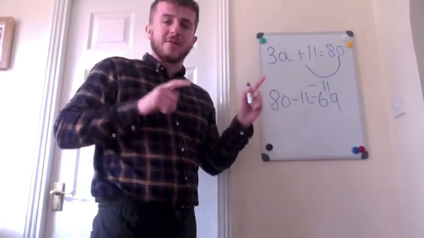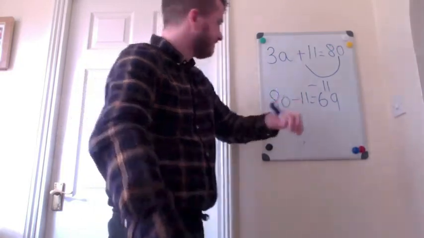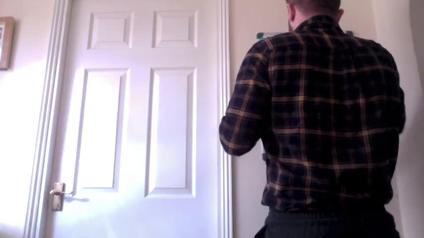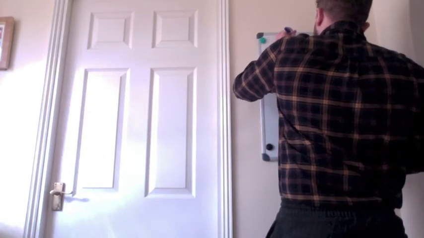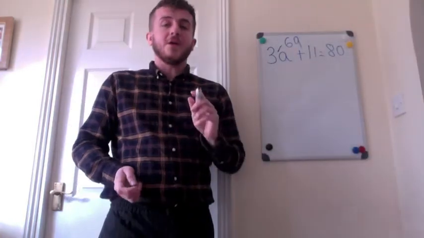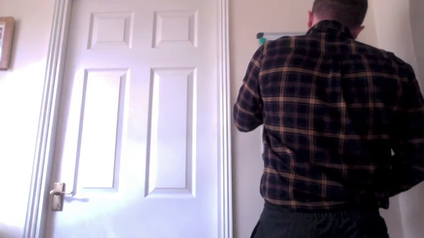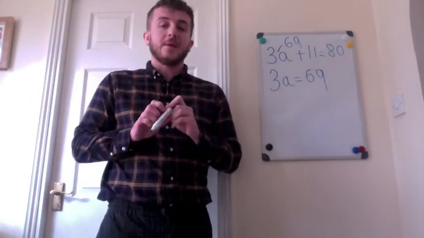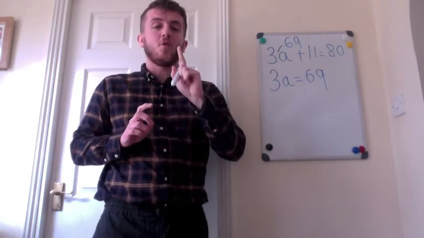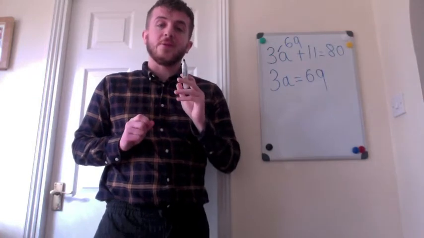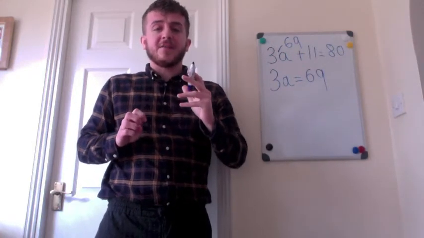Remember that, because I'm going to rub this part out now. I've only got a small board. Okay, so we know that 3a equals 69. Now, again, we're working out the inverse. So to work out the value of 1a, we need to do the following. We need to do 69 divided by 3.